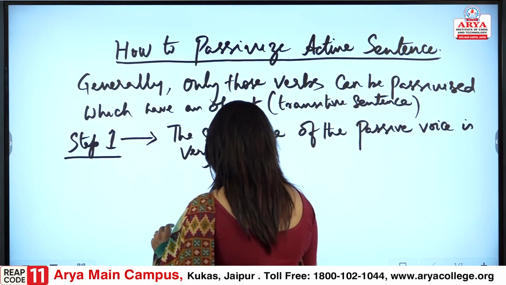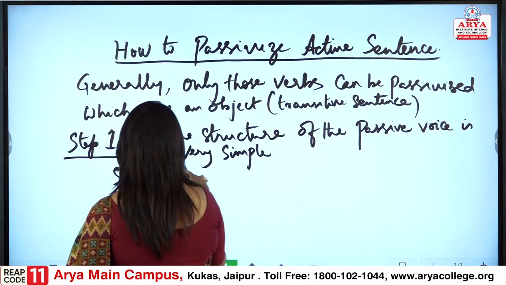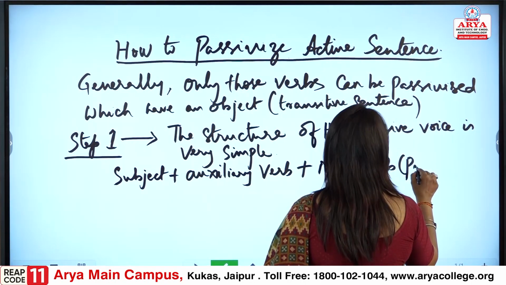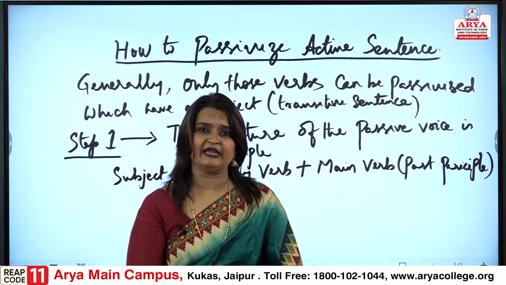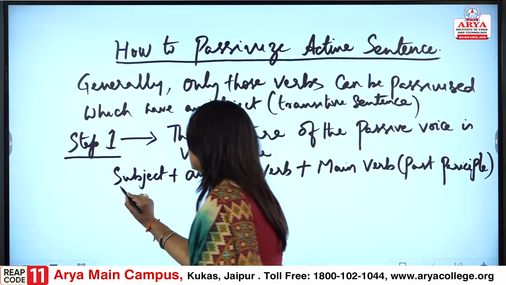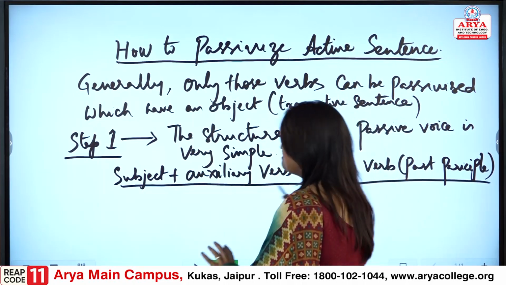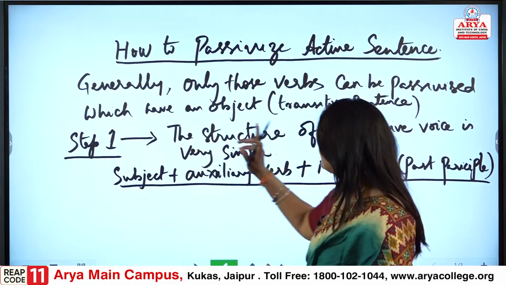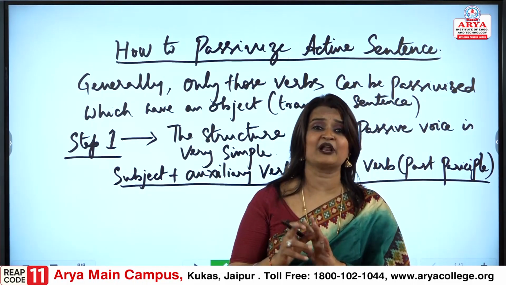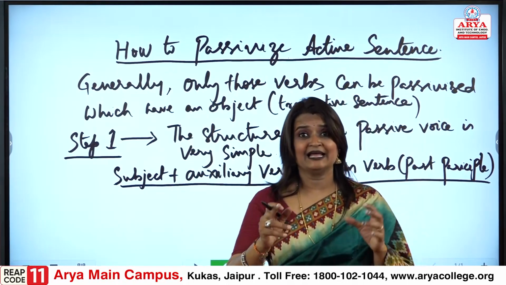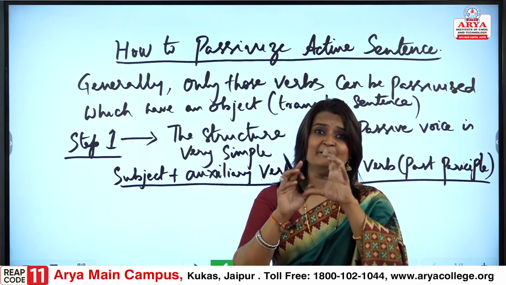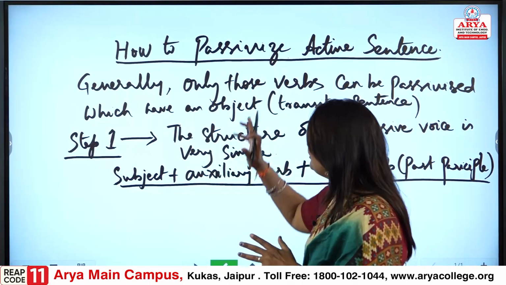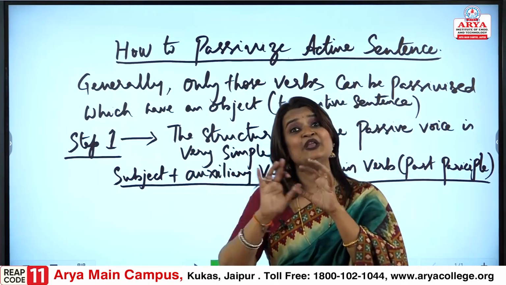The first thing, as we understood, is subject plus auxiliary verb plus main verb, which is the past participle. Again, this is the most important point. When we have already learnt it, we know well: subject plus auxiliary verb plus main verb, that is past participle. This is the first step, the structure of the passive voice. It is compulsory for us to understand this so that other things become easier. We know the main concept, the structure, and how the structure is formed. If we first understand it, then we would know how to passivize the active sentence.